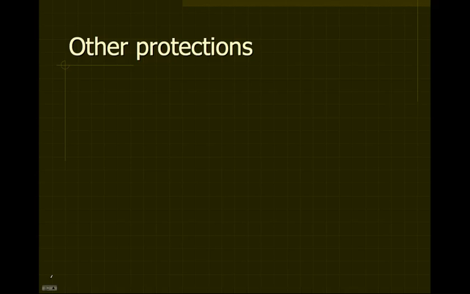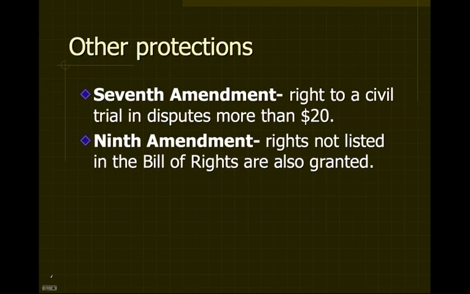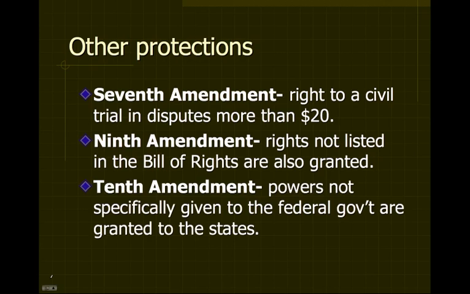So other protections that are outlined in the Bill of Rights are the Seventh Amendment, which gives you the right to a civil trial if you have a dispute that is more than $20, which means you can sue somebody in a court of law. The Ninth Amendment, which says any rights that are reasonable that are not listed in the Bill of Rights are granted to you. So, for example, the right to travel, the government cannot limit that right. And finally, the 10th Amendment says that powers not specifically given to the federal government are granted to the states. So states can create their own bills of rights to address any issues that were not addressed in the Bill of Rights.